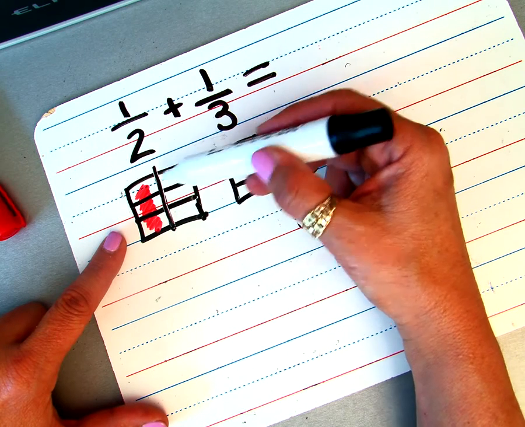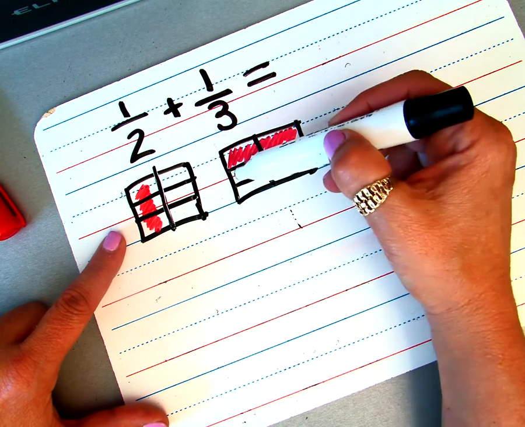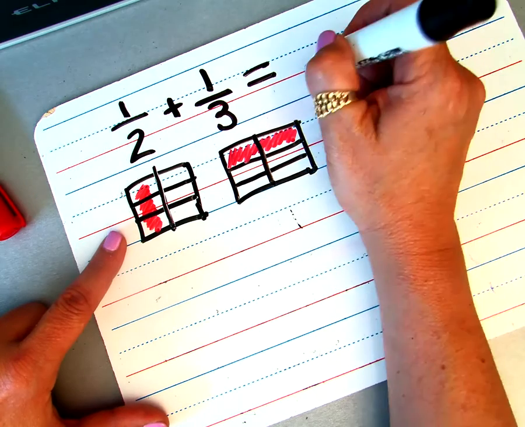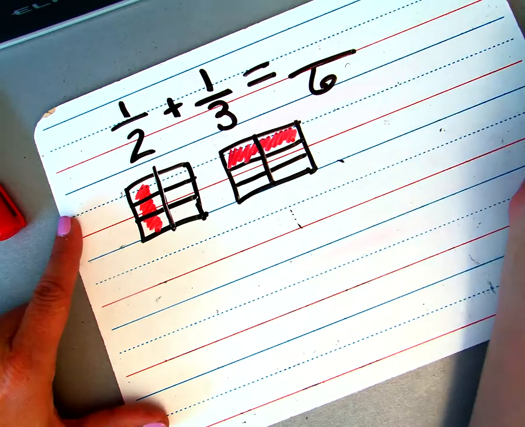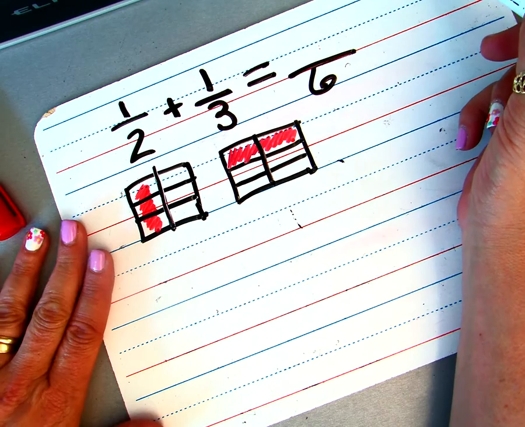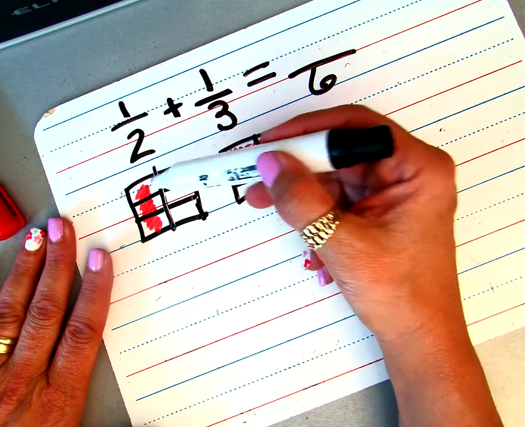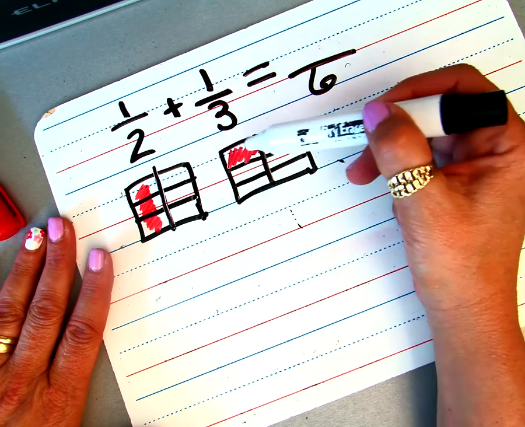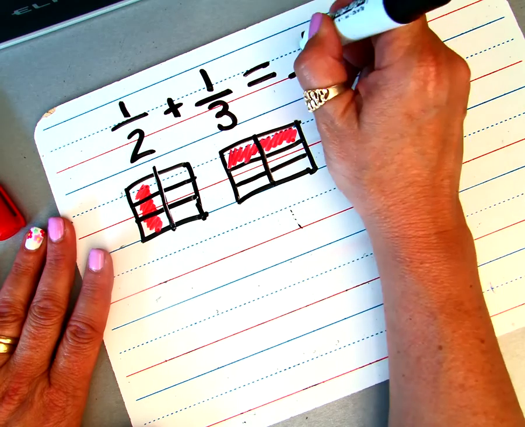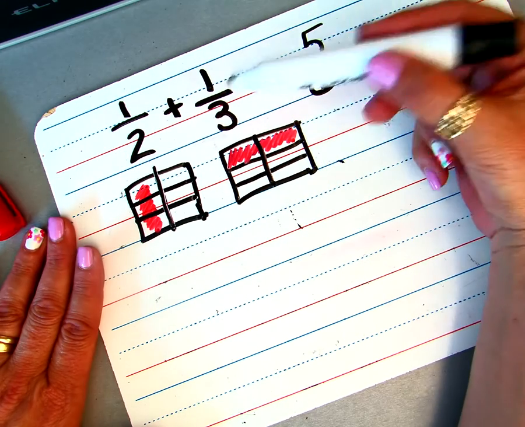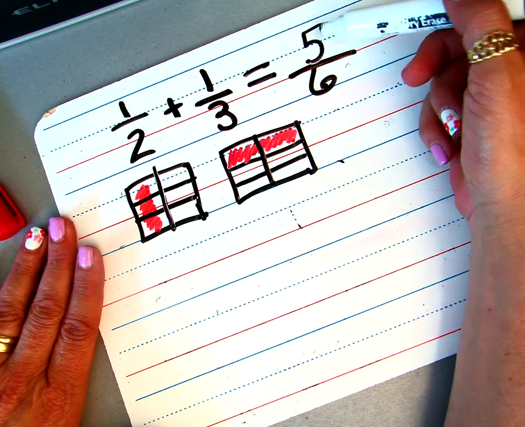1, 2, 3, 4, 5, 6. 1, 2, 3, 4, 5, 6. I know my answer is going to be in sixths. How many sixths do I have if I add them together? I have 1, 2, 3, 4, 5. I have 5 sixths. So 1/2 plus 1/3 equals 5 sixths.